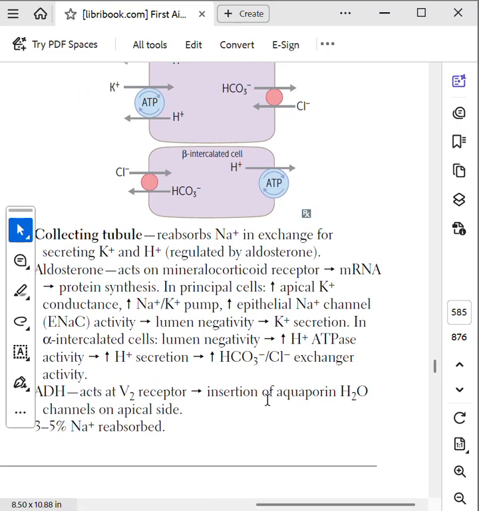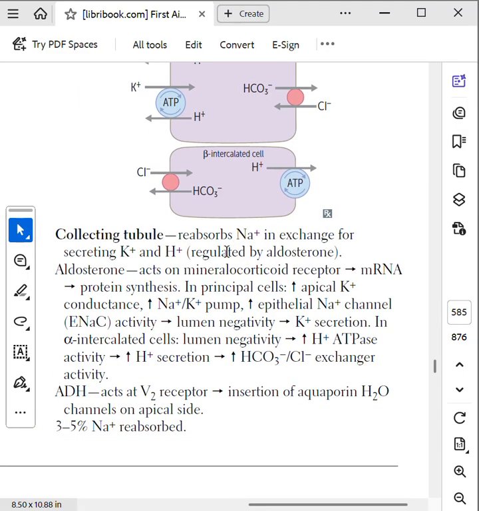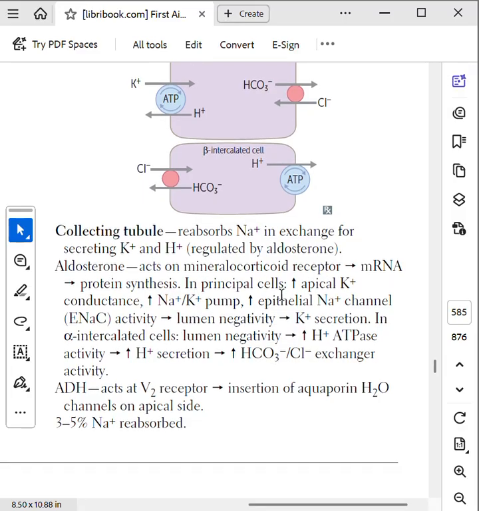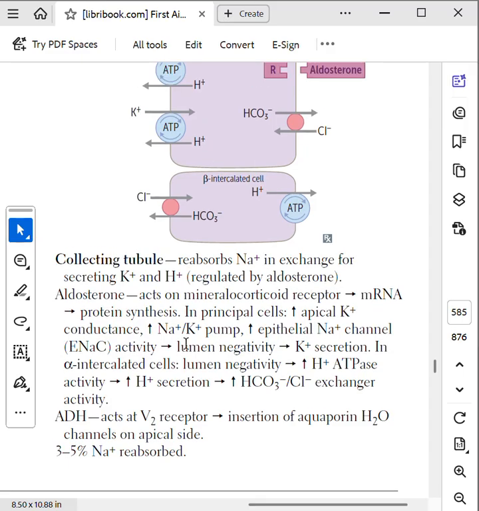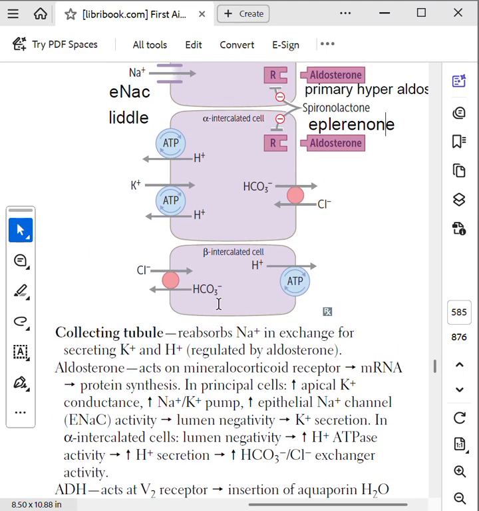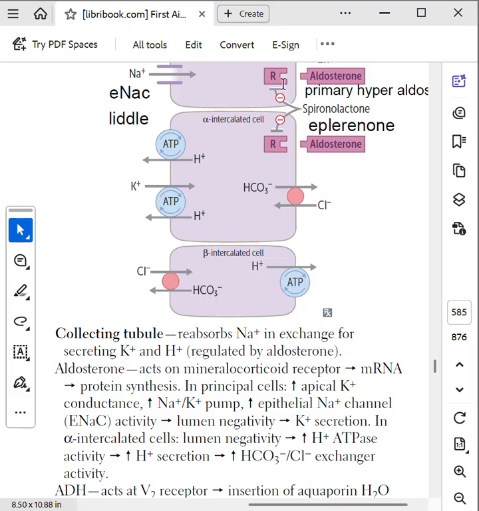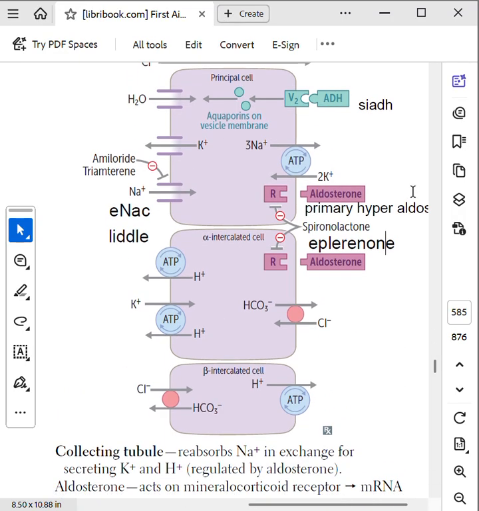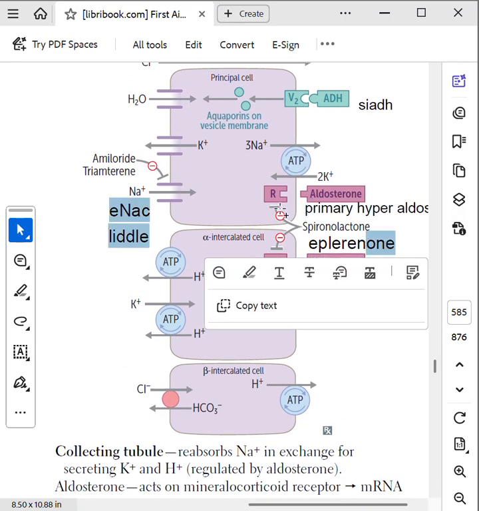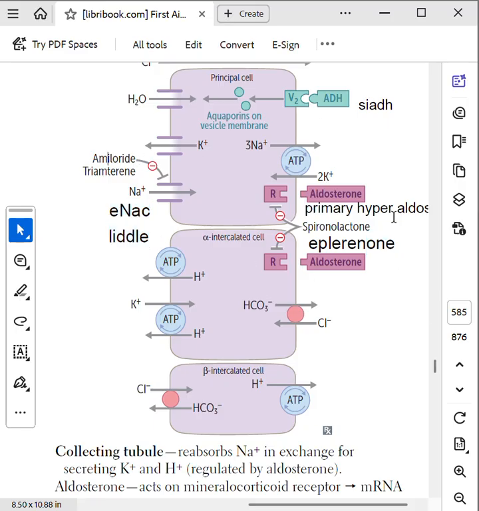So the collecting tubule basically reabsorbs sodium in exchange for secreting potassium and hydrogen. This is regulated by aldosterone, and aldosterone acts on the mineralocorticoid receptors. This increases the mRNA protein synthesis in principal cells, and that increases the apical potassium conductance. I told you that in the syndrome of mineralocorticoid excess also, we were giving eplerenone and spironolactone, the potassium sparing diuretics. This aldosterone antagonist, and amiloride and triamterene, all of these are potassium sparing diuretics.